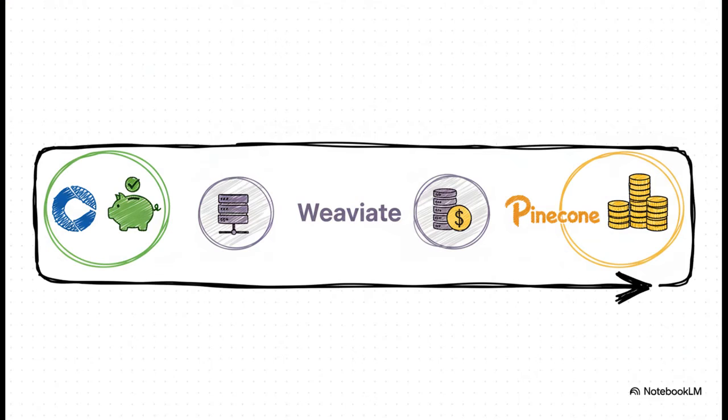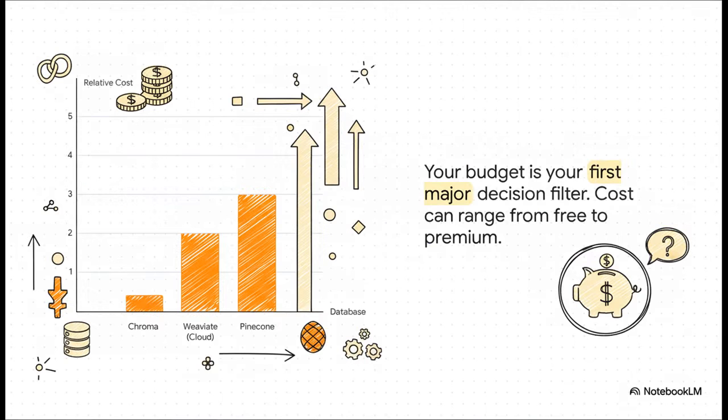Pinecone is a paid service, end of story. Chroma is 100% free and open source. And Weaviate, well, it plays both fields. You can self-host it for free, or you can pay for their managed cloud version. And this chart just makes it crystal clear, doesn't it? You've got Chroma on one end, costing you absolutely nothing. Pinecone is the premium, paid-for option on the other end, and Weaviate's cloud service sits right there in the middle. This is probably going to be the very first filter you use to make your choice.